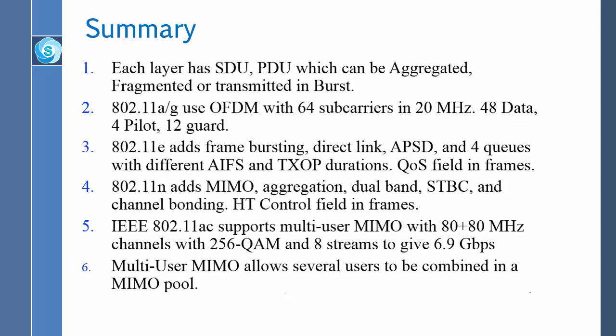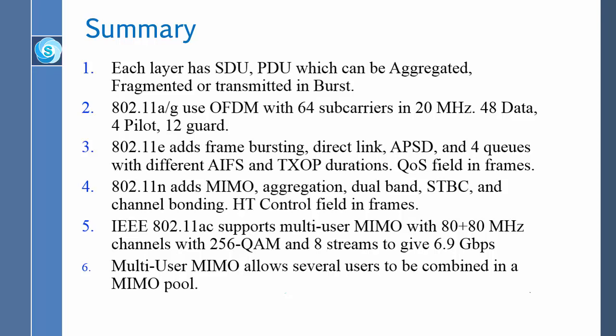So we now know those terms, what they mean. 11AC added multi-user MIMO with 80 by 80 megahertz and 256 QAM and 8 streams to give 6.9 gigabits. And then multi-user MIMO allows many users to be combined in a single MIMO pool. Okay? So the receivers don't need multiple antennas. I mean, receivers, actually, that's the wrong word. One end doesn't need multiple antennas, which is generally the lower end. So we sometimes call it upstream and downstream. Upstream is going to the mountain, and that means the tower.